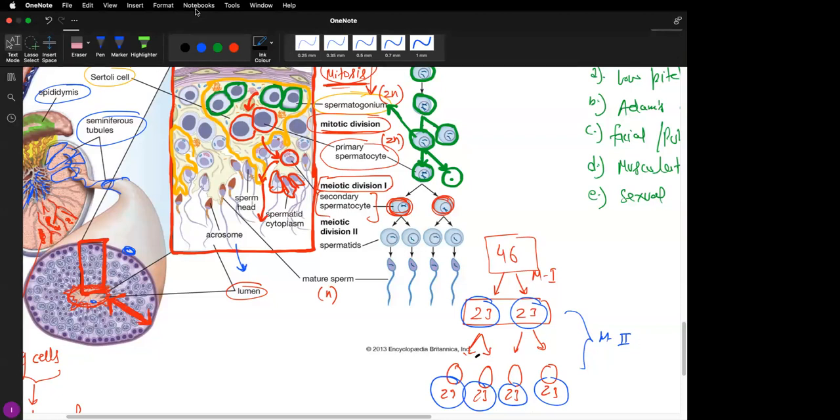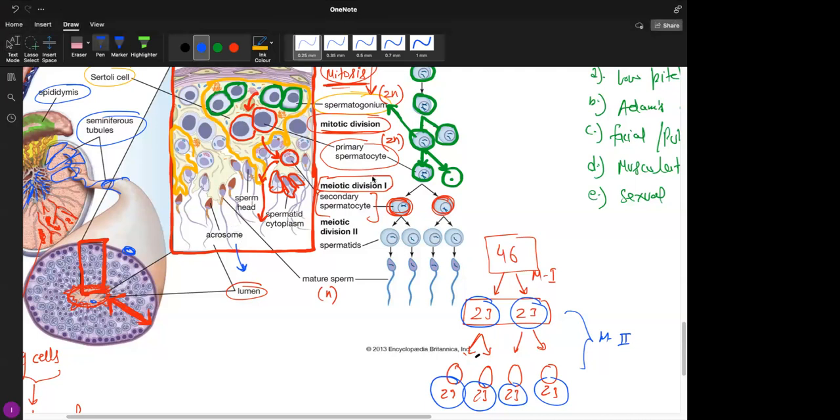My question is, if you have understood meiosis 1 and meiosis 2, tell me what will be the ploidy of secondary spermatocyte? Will they be haploid or diploid? Haploid, yes, because meiosis 1 has happened, no? Do you understand, Iram? Between primary spermatocyte and secondary spermatocyte, meiosis 1 has happened, not meiosis 2.